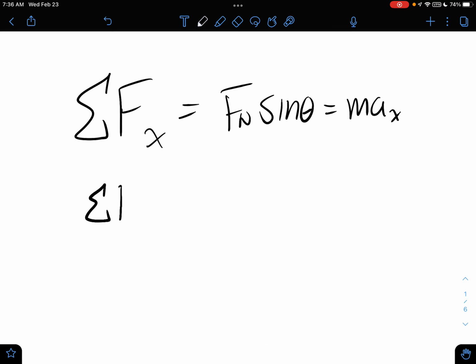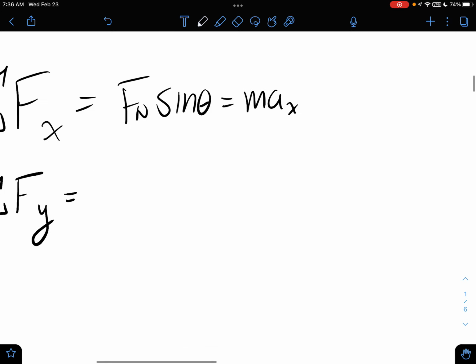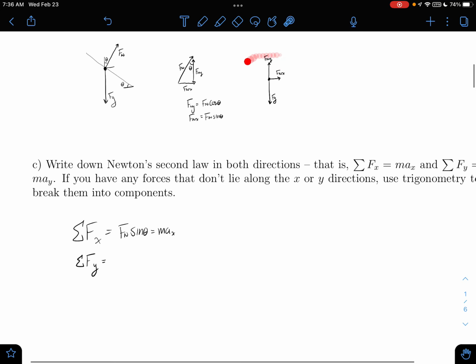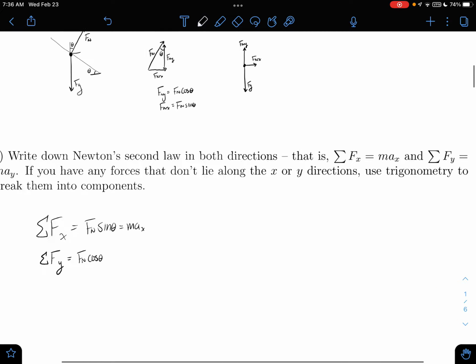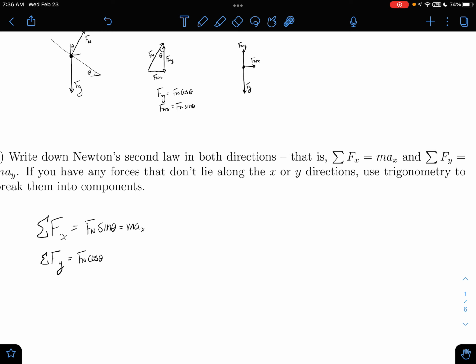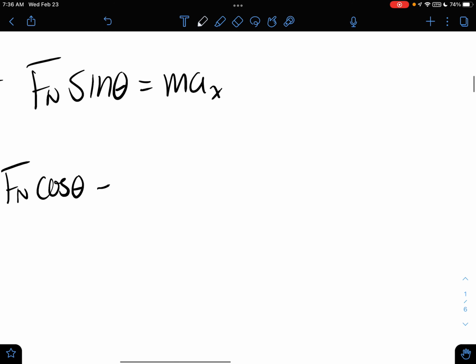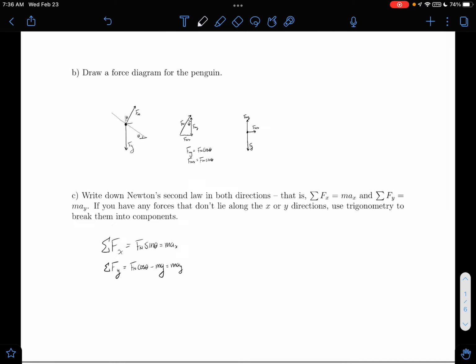And now in our y direction, we have our normal force acting positive, so that's going to be Fn cosine theta plus gravity acting in the negative direction. This will be a negative mg, and that's our may, acceleration in the y direction. Cool. Now we got some stuff.